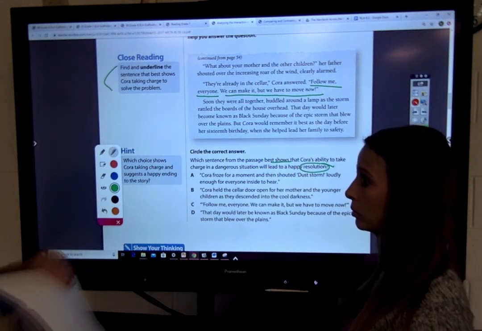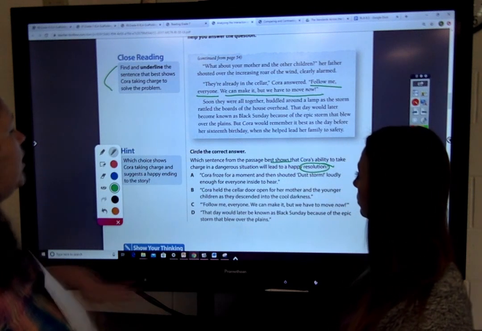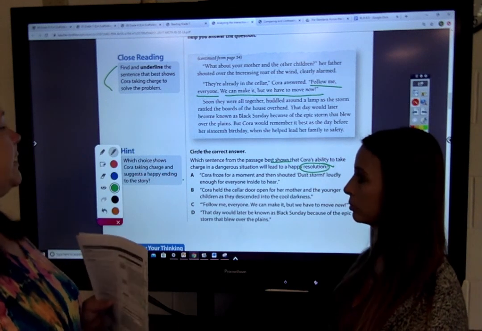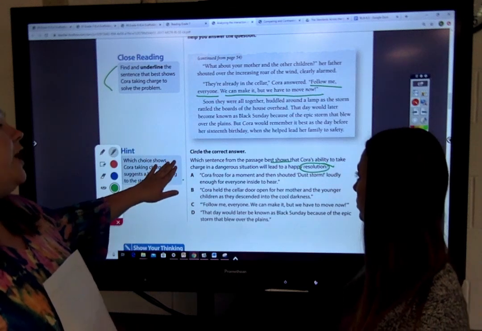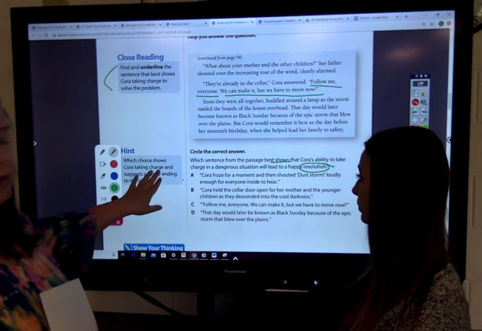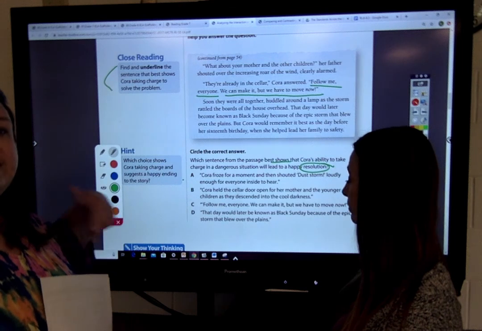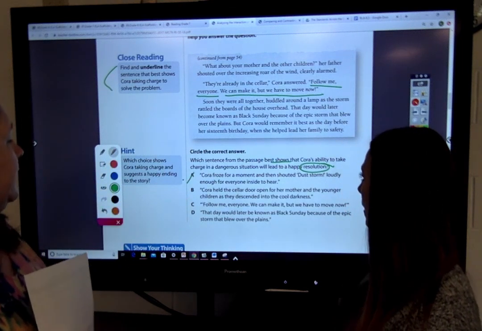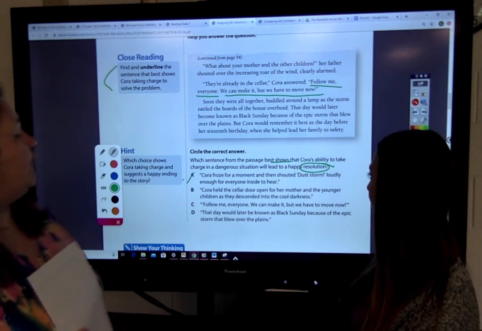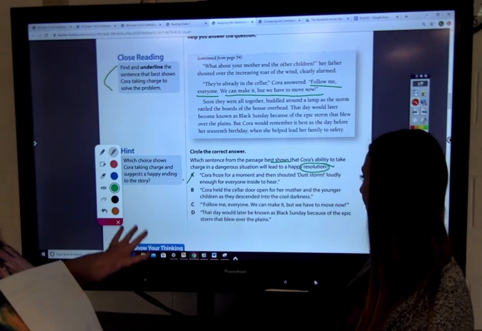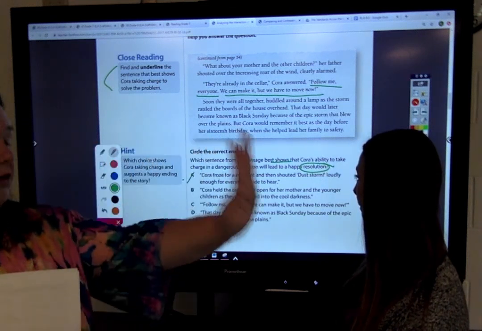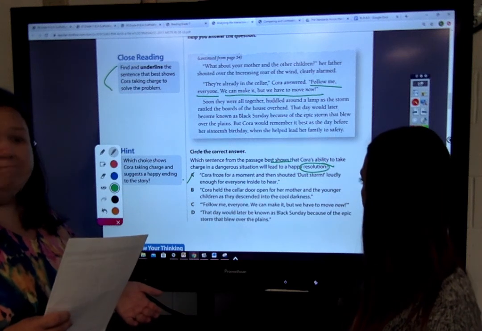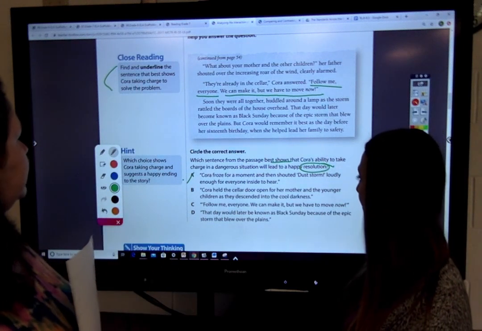All right, so let's look at our sentences here. A: Cora froze for a moment and then shouted, "Dust storm," loudly enough for everyone inside to hear. Does that show how Cora took charge? No. Freezing is not going to get the problem solved. All right, let's look at B. Cora held the cellar door open for her mother and the younger children as they descended. Okay, the word descended means to go down into the cool darkness. Does that show how she fixed the problem? No. All right, look at C.